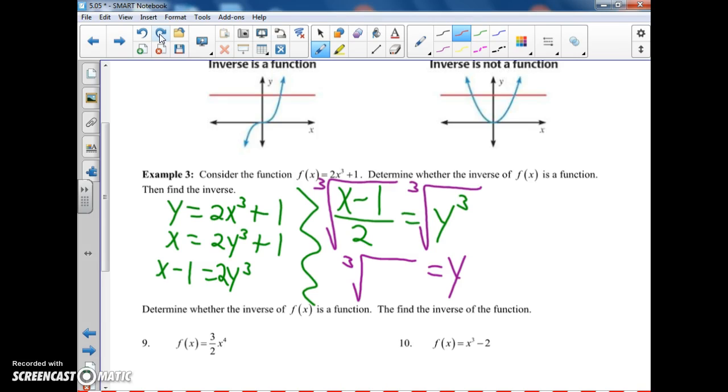Okay, so now what's the cube root of y cubed? Y, right, which is what you're seeing. So you're going to write down y equals what? The cube root of what? X minus 1 over 2, you got the answer. There it is. That should be the inverse, right?